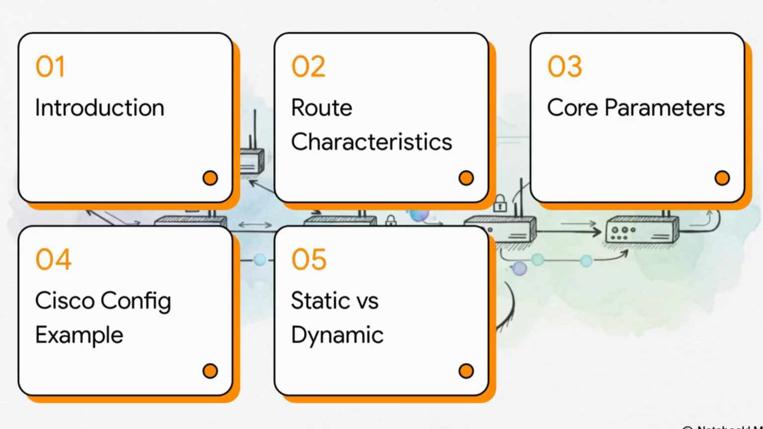Okay, let's dive right into our roadmap for this session. We'll start with a quick introduction to static routing, then look at its key characteristics. After that, we'll break down the 5 core parameters, jump into a real Cisco configuration example, and finish up by weighing static against dynamic routing.